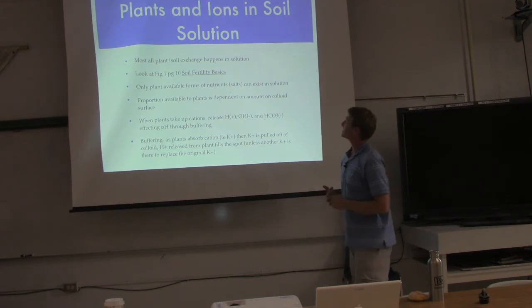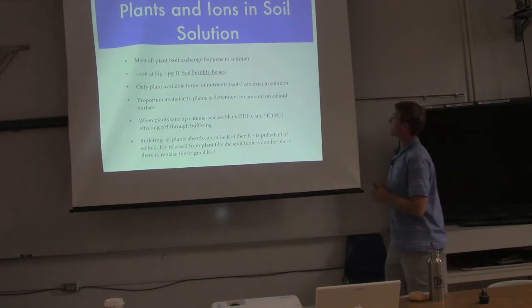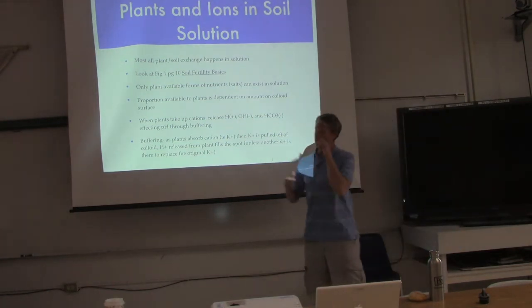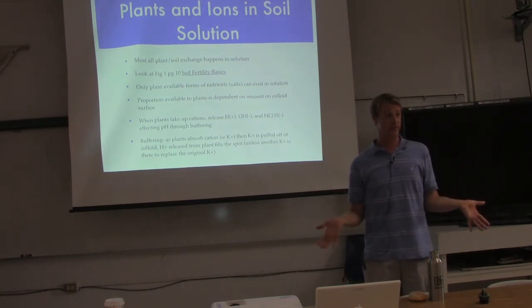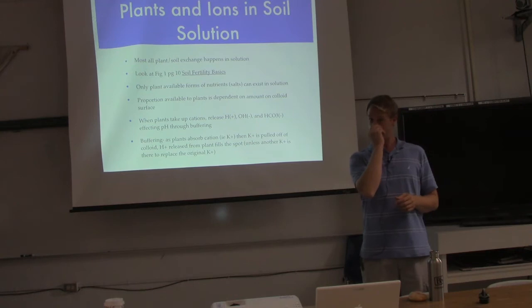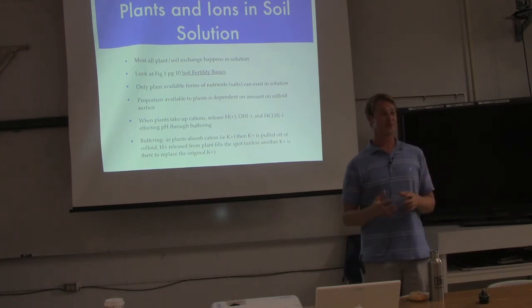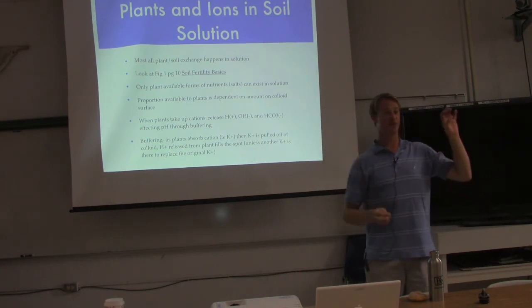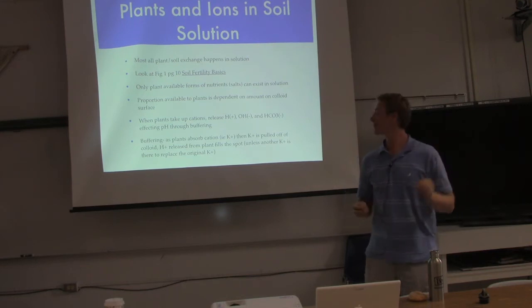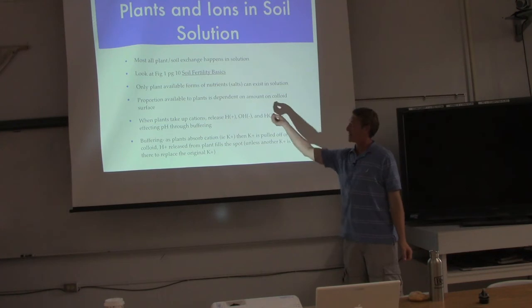Proportion available to plants is dependent on the amount of colloid surface. So the amount of water that's available to plants is very dependent on how many colloids are in the soil. Because like I said, water doesn't really bond with sand particles or gravel particles, only with these small clay particles and these broken down organic materials. So in order to have water in your soil for your plants to take up, you have to have colloids.